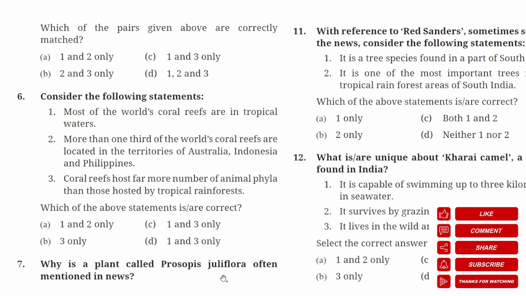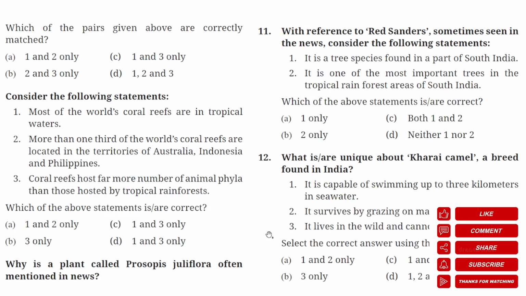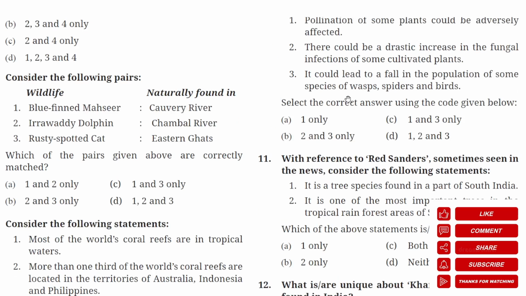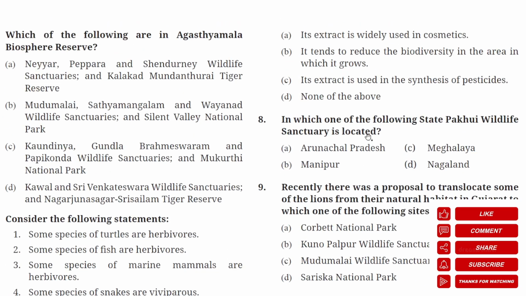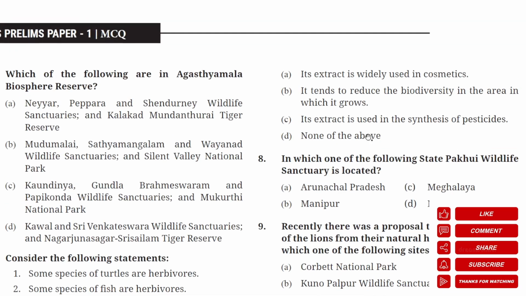Moving forward, why is the plant called Prosopis juliflora often mentioned in the news? Okay. So, basically, that is the question. Why is that being mentioned? One should know that Prosopis juliflora is an exotic tree. Basically, it is like a weed. It is one of the top invaders in India, a native of South and Central America.